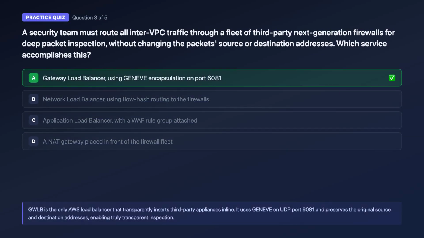The answer is A. The phrase third-party firewalls, deep packet inspection, and preserving the original addresses points straight at the gateway load balancer. It's the only type that inserts appliances transparently in line, and it uses GENEVE on UDP port 6081 to do it. If you ever spot GENEVE or port 6081 in a question, the gateway load balancer is your answer.